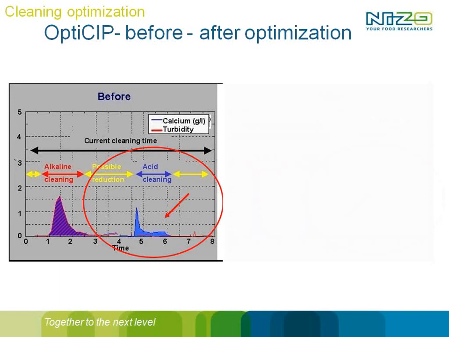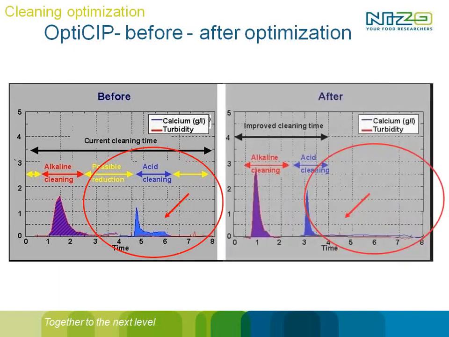Ideally, you would only like to have this peak. So if you optimize it, you have a shorter alkaline cleaning and a shorter acid cleaning, only the peaks, no tails, and you can reduce your cleaning time a lot. Well, this optimization can be dependent on all kinds of factors. Increase flow rates, change your chemical dosage, look at which valves are working at what time, are there any intermediate steps which are, well, not very suitable for the process.